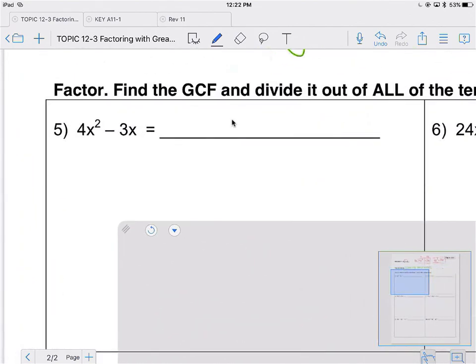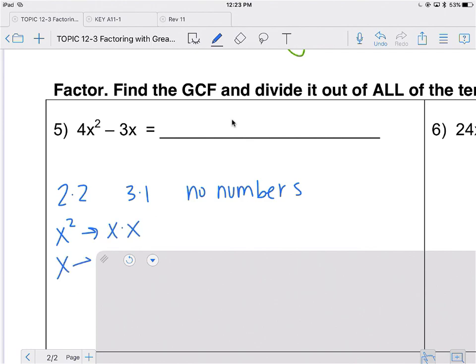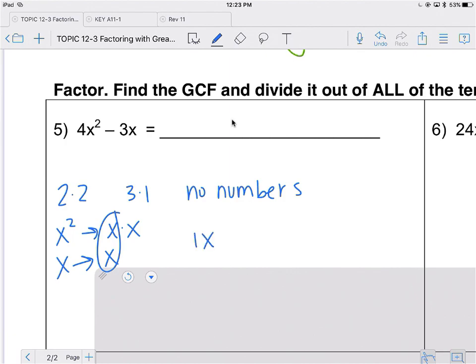So on 5, to find my greatest common factor, I break up my numbers. 4 is 2 and 2. 3 is just 3 and 1. So I have a 2 times 2, and I have a 3 times 1. There's nothing that these guys share in common number-wise, so there's not going to be any numbers here. Then x squared is x times x. X is just x. So they will share one x.